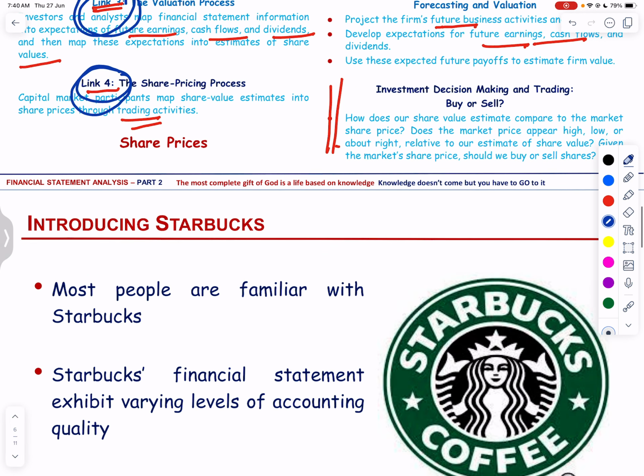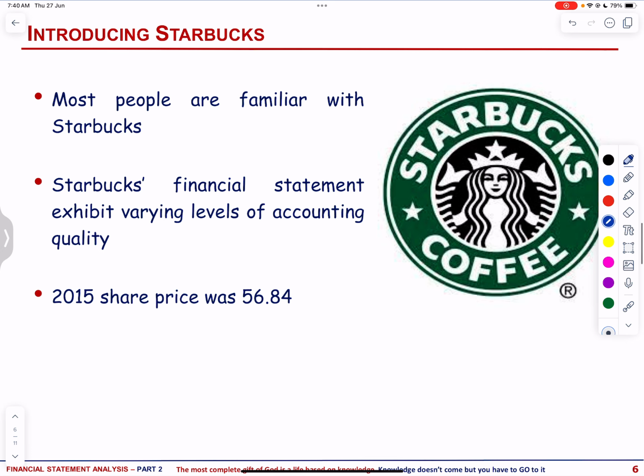We will use financial information from Starbucks Corporation to illustrate our six-step analysis and valuation framework. Starbucks is chosen as our main example for three reasons. First, most readers are likely familiar with Starbucks, the world's largest chain of coffee shops. Second, Starbucks financial statements exhibit varying levels of accounting quality, with some aspects showing high quality and others showing poor quality.